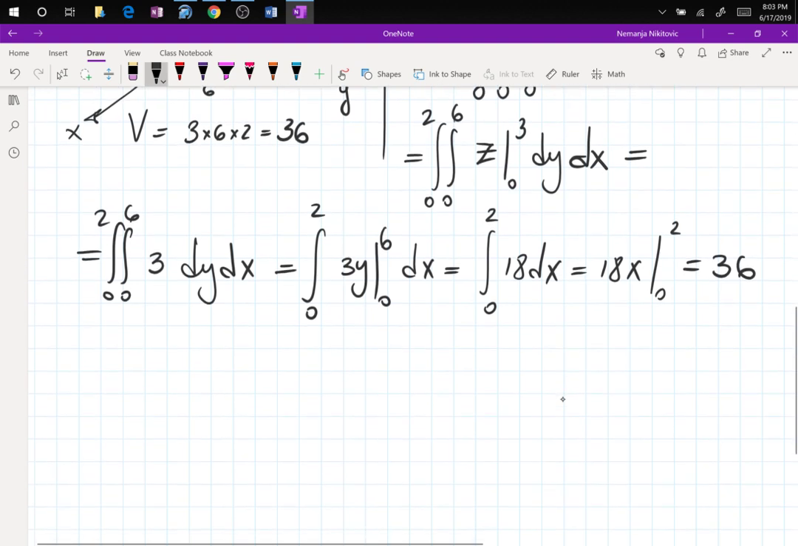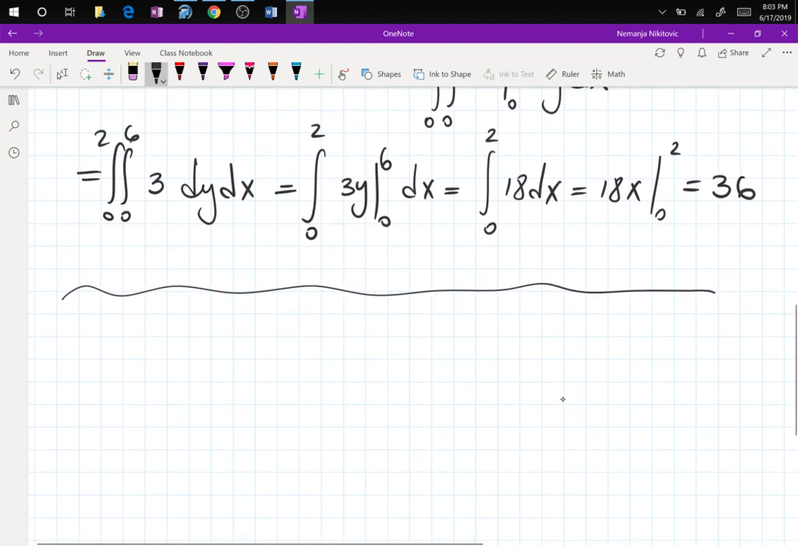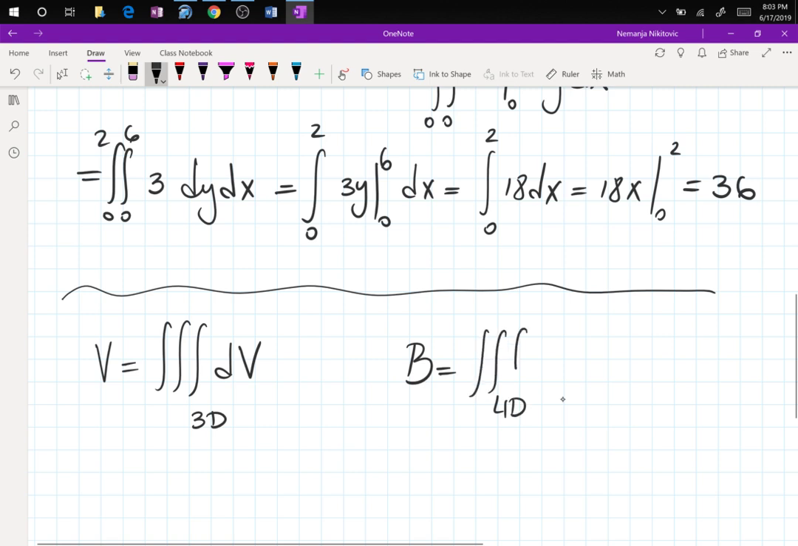So what kind of problem are we going to work on with the triple integral, right? Well, as I said, you have two flavors. Flavor number one is volume, when you just have triple integral dV, and you have bulk, the fourth dimension. So this is 3D, and you have a 4D version, which is triple integral f dV, right, f times dV.